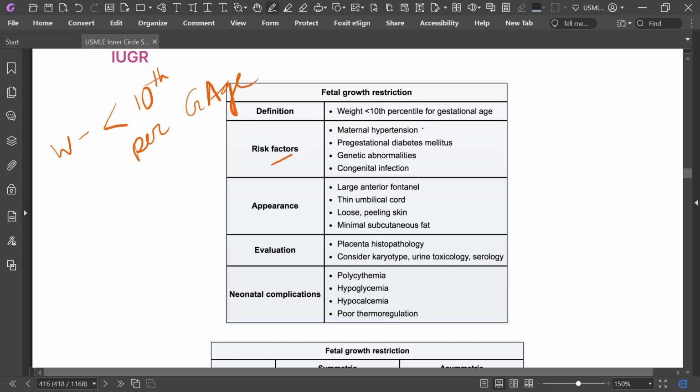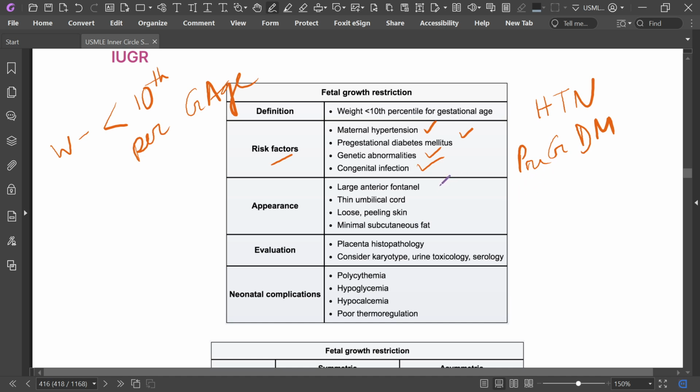Risk factors are maternal hypertension, pre-gestational DM, genetic abnormalities, and congenital infection.